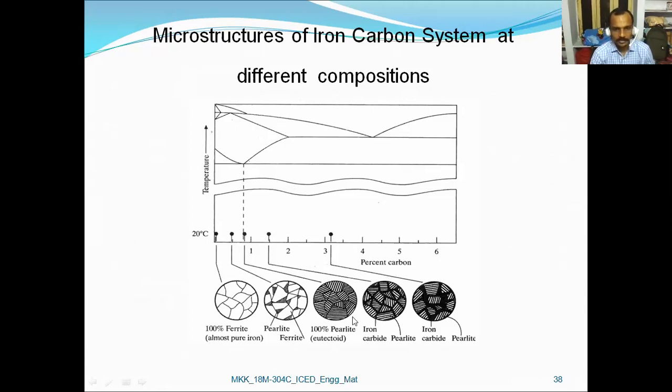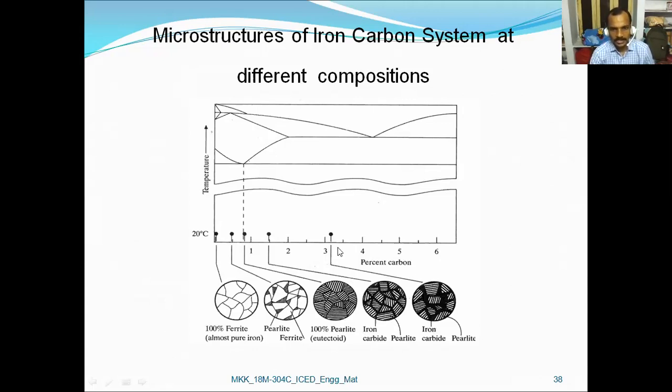Coming to the third, the 100% perlite eutectoid phase. So here, 100% perlite, the perlite will be forming totally in the structure. Next is iron carbide and perlite. This is the iron carbide having the darkest structure along the borders of the perlite. The rest of the portion is perlite.